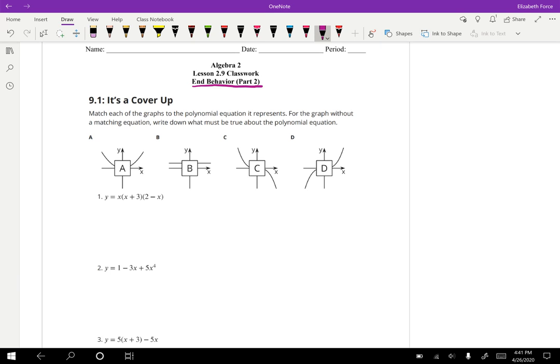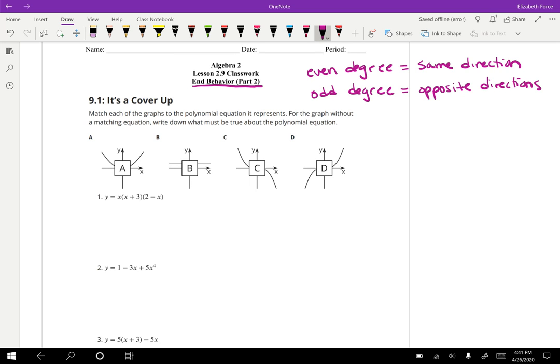So one of the things that we want to remember from 2.8 is that if the end behaviors go in the same direction, then they have to be an even degree polynomial. So if you have an even degree, then the end behaviors go in the same direction. So I'll go ahead and write even degree, same direction. And if you have an odd degree polynomial, then we're going to go in opposite directions. And of course, we're talking about the end behavior here.